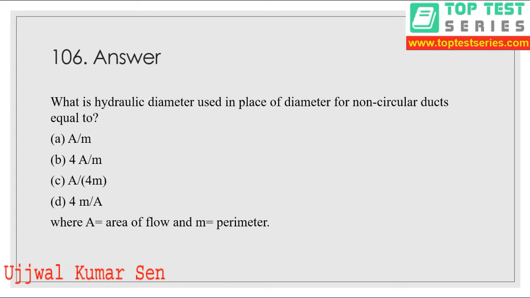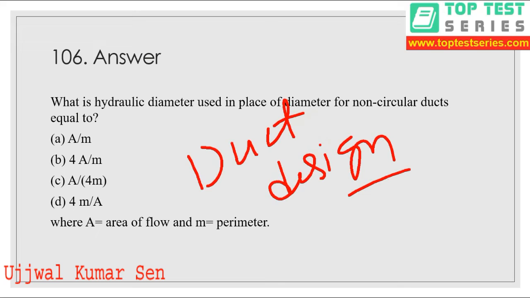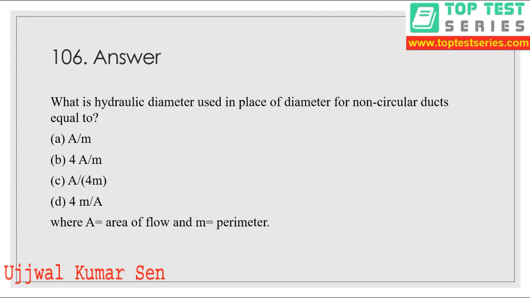What is the hydraulic diameter, used in place of diameter for non-circular ducts, equal to? So we have the topic duct design. Generally we study this topic in HMT, most of the time in convection, as well as sometimes in RAC. The answer is a formula-based one: A by M, where A is the area and M is the perimeter. So option B is the correct answer for this question.